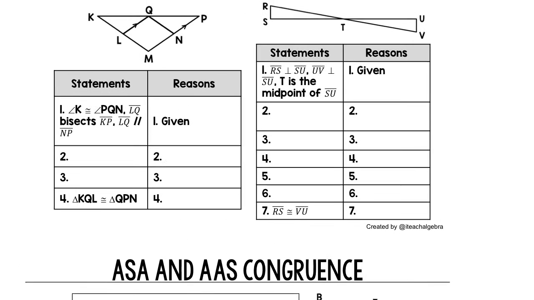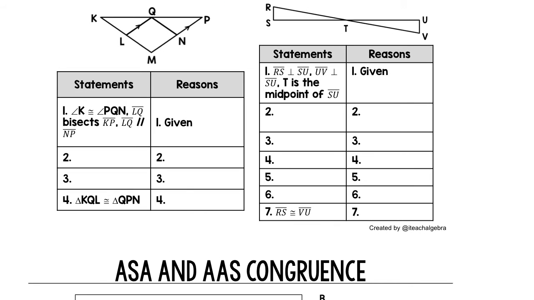Let's do a few more. I'm hopeful these are starting to make some sense in your brain as to what we need to prove. We have angle K is congruent to angle PQN. LQ bisects KP, and LQ is parallel to NP, which we can see by our arrows.